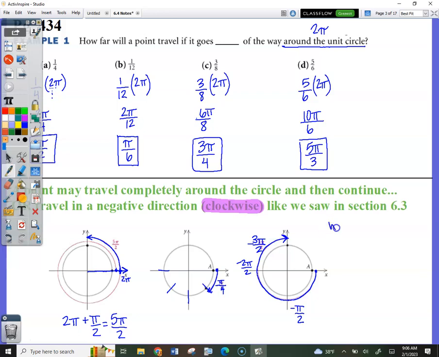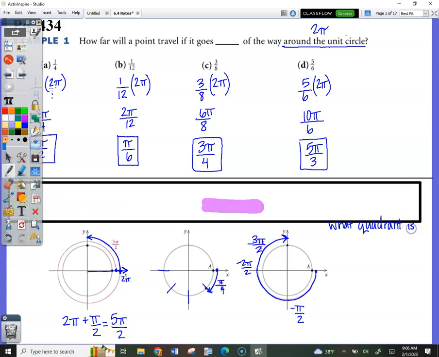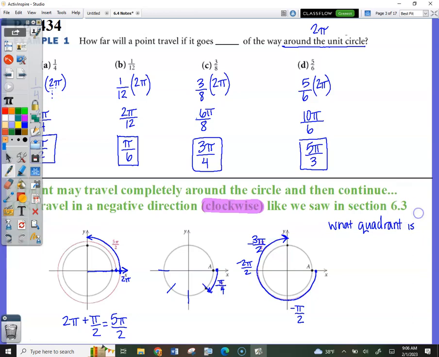So here's a question. What quadrant is... Let's do 2 examples. 9 pi over 4.